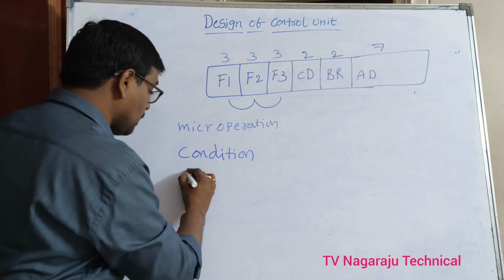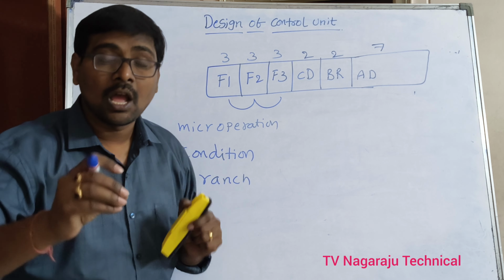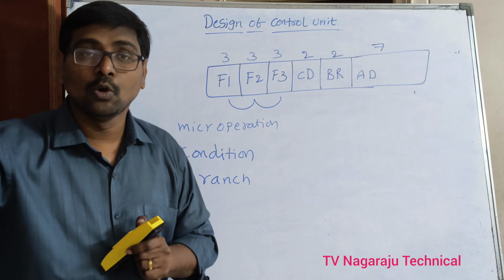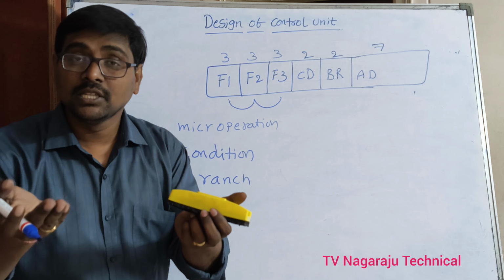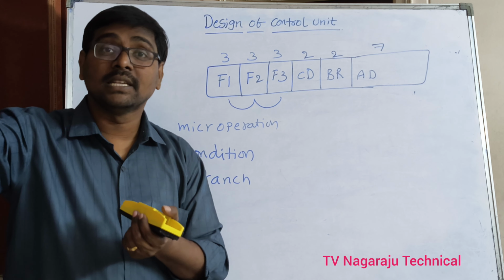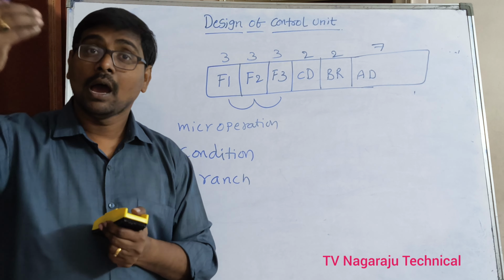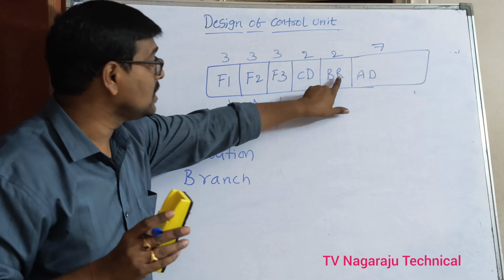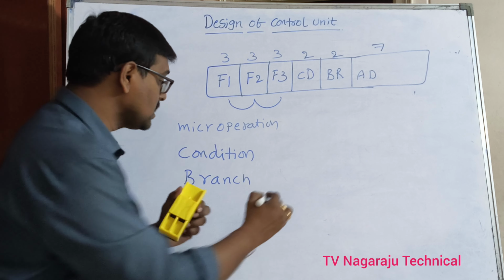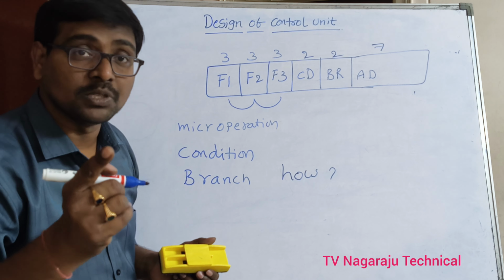Now, BR in the sense branch field. It decides how the next micro instruction address is chosen. You got it? Next address is chosen in the sense, whether it is a conditional branch or unconditional branch or a subroutine or a mapping or a sequential, what is the procedure? So this branch field specifies how the next micro instruction address is chosen.